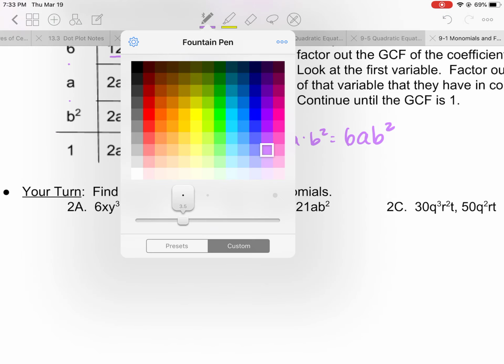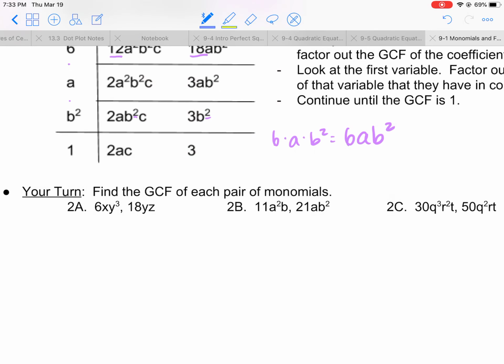So now, go ahead and pause the video. I will work out your turn so you can check yourself. Go ahead and hit pause and work out all 3 of your turns.